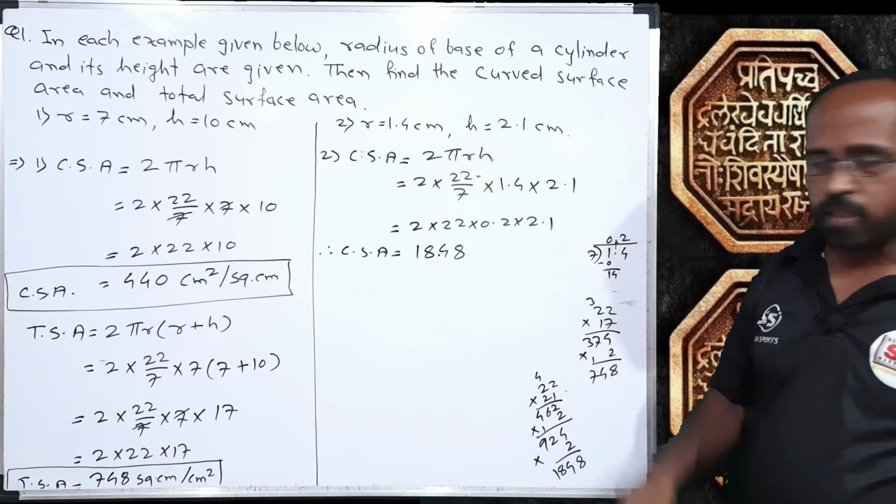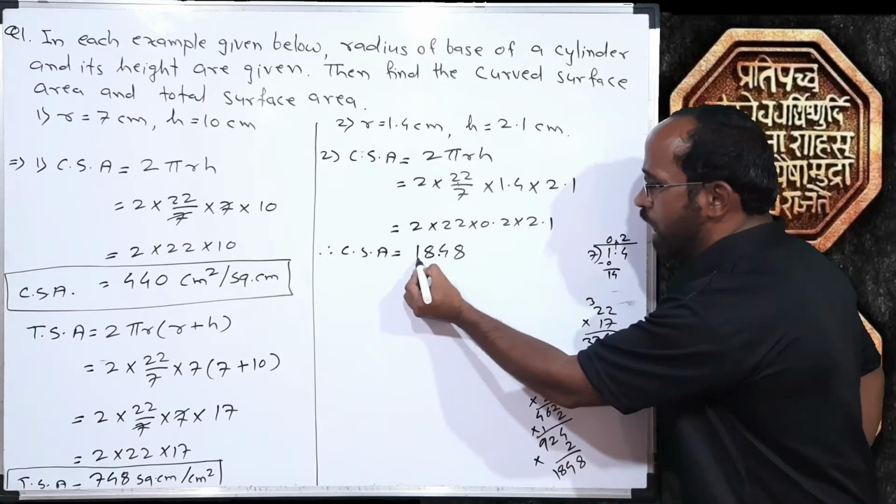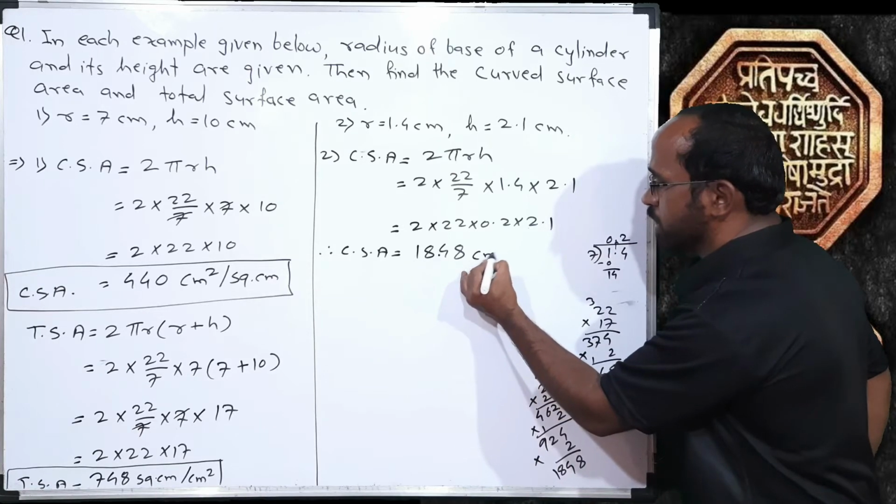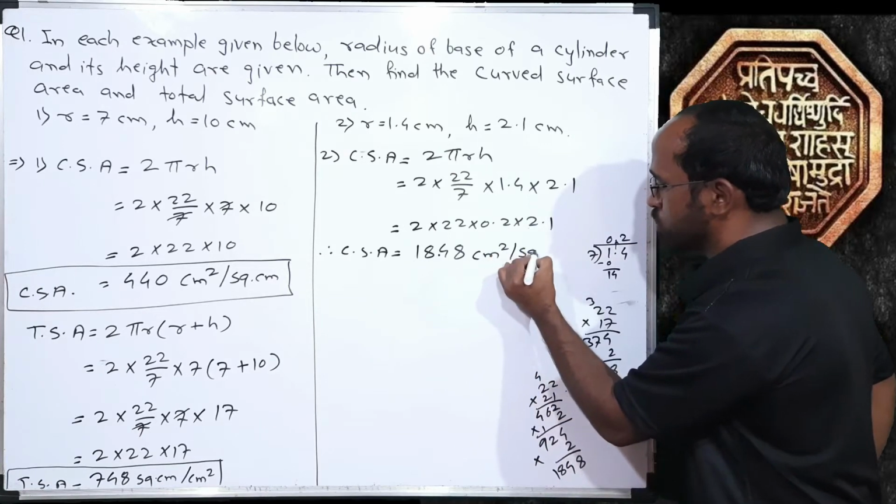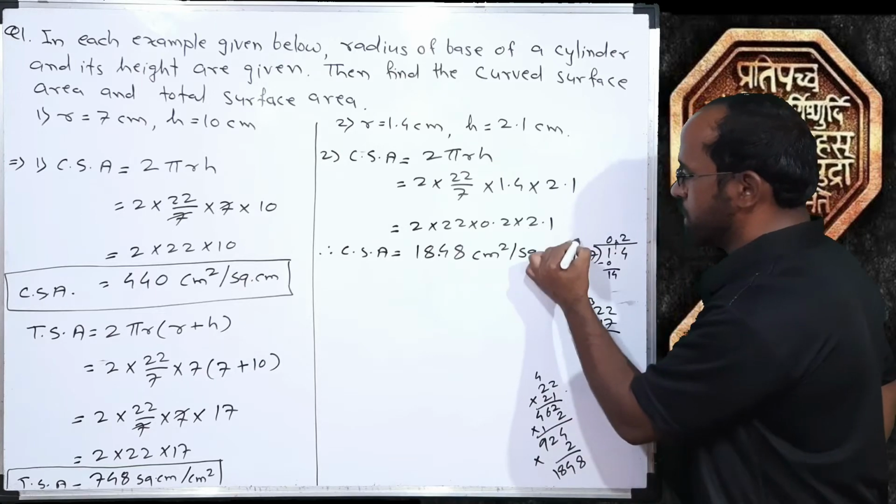Units are given in centimeters. So this is equal to 18.48 centimeter square or square centimeter. Clear, guys?